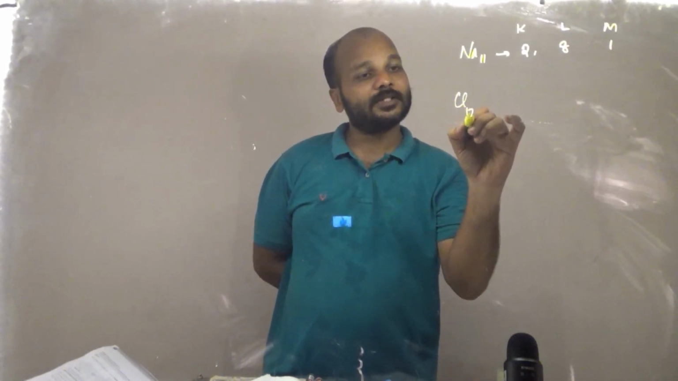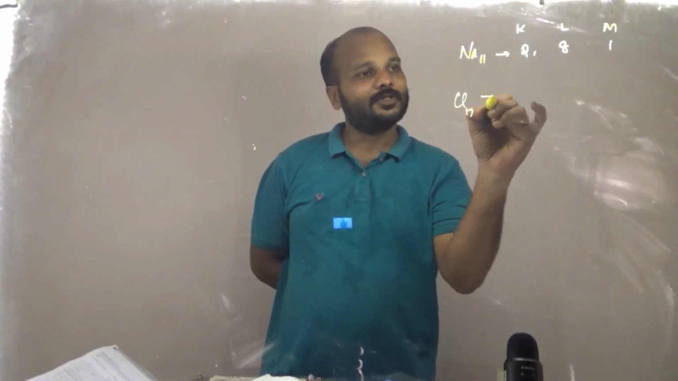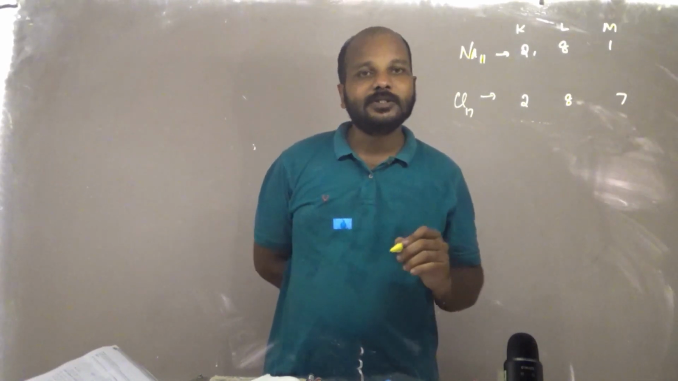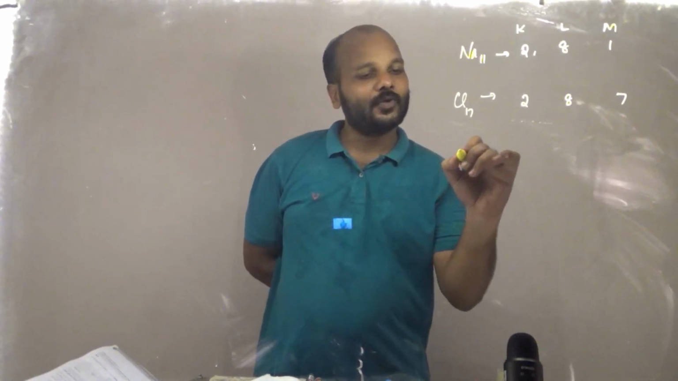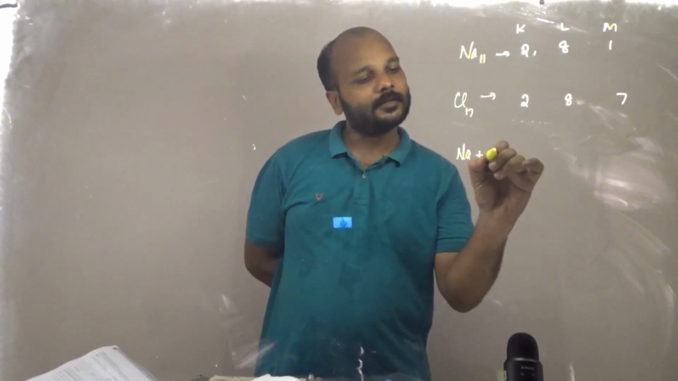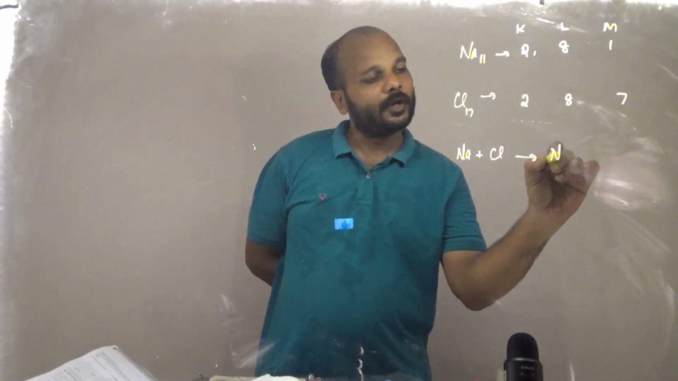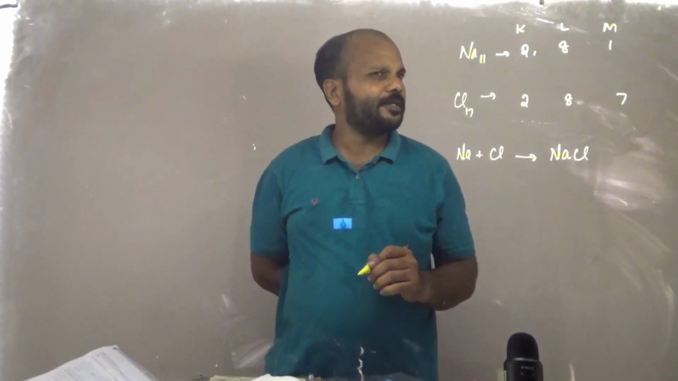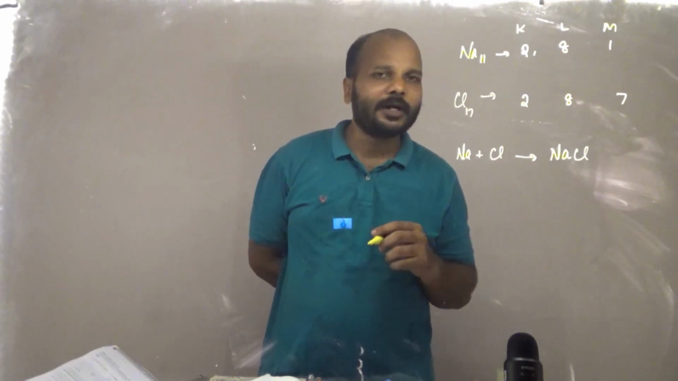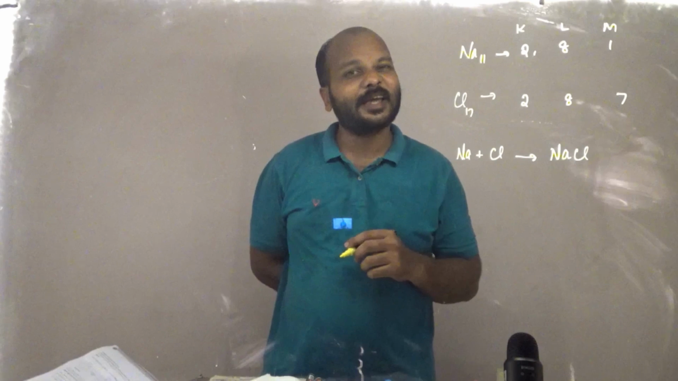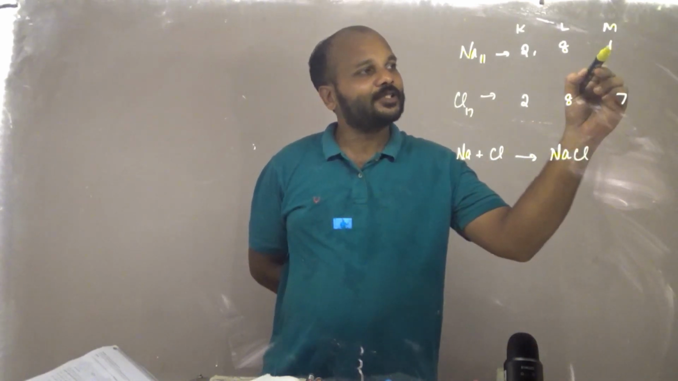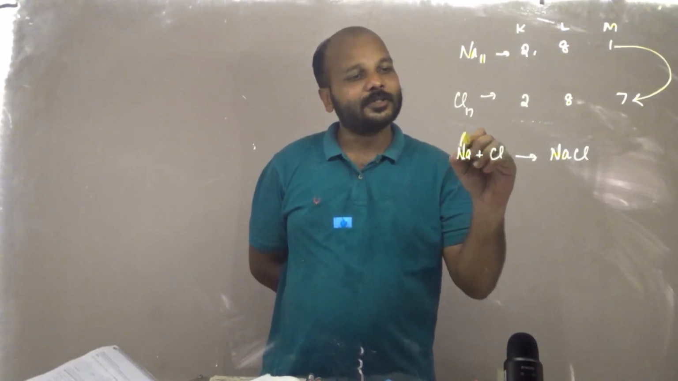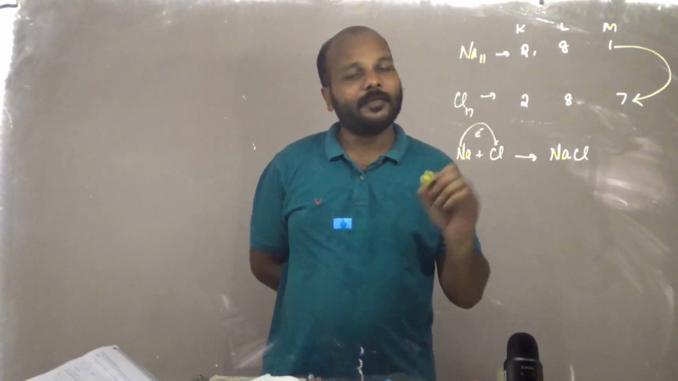Chlorine has atomic number 17, so it will have 2, 8 and 7. When sodium and chlorine react, they form sodium chloride, right? So for sodium to have 8 electrons in the outermost shell, it can easily do one thing: it can just throw away this 1 electron to chlorine.